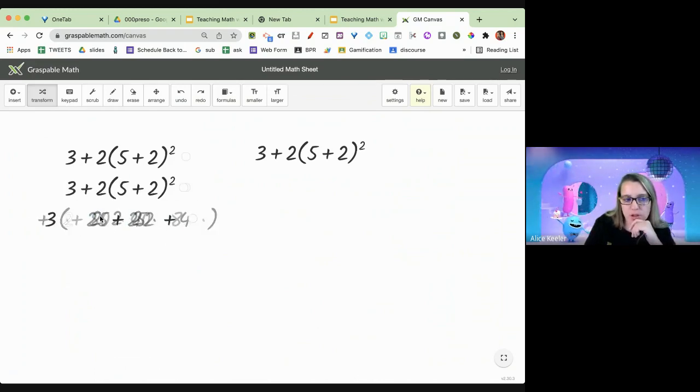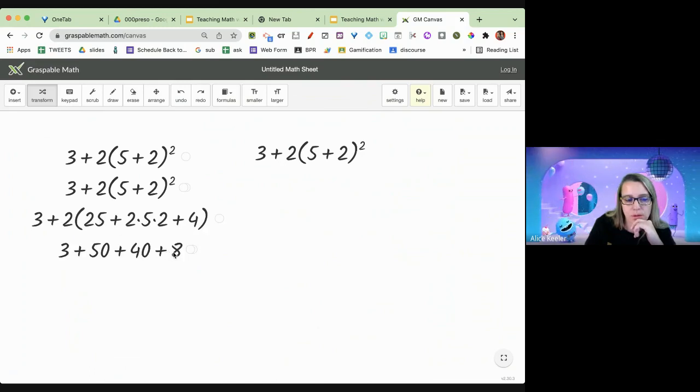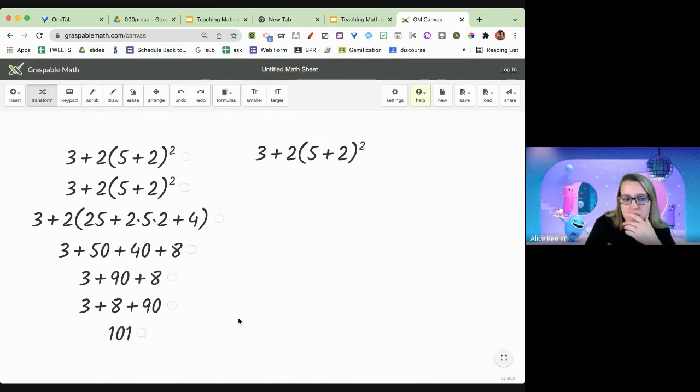Now I can distribute the 2. I think it'd be easier to add the 50 and the 40 first. Then I'll add the 3 and the 8. And then I'll add the 11, right?